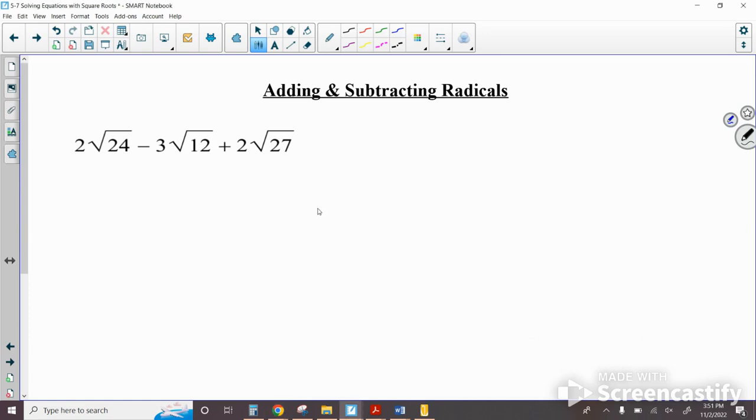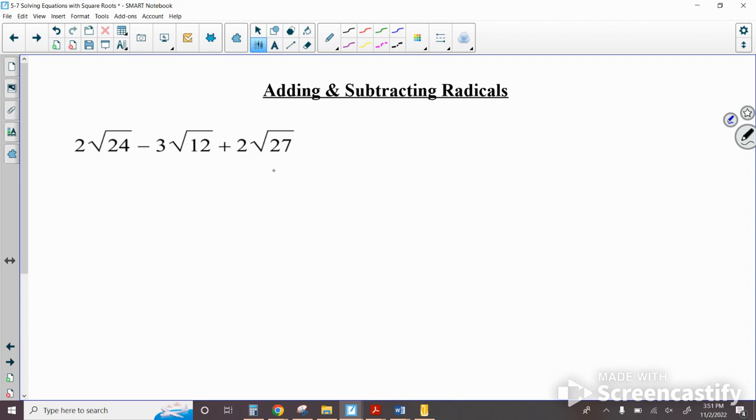Okay, I'd like to show you how to add or subtract radicals. When it comes to adding and subtracting radicals, what exactly does it mean when there's a number in front? Well, that number means that there are two square root of 24s. And what this is saying is it wants to take away 3 square root of 12s. And then it wants to add 2 square root of 27s.